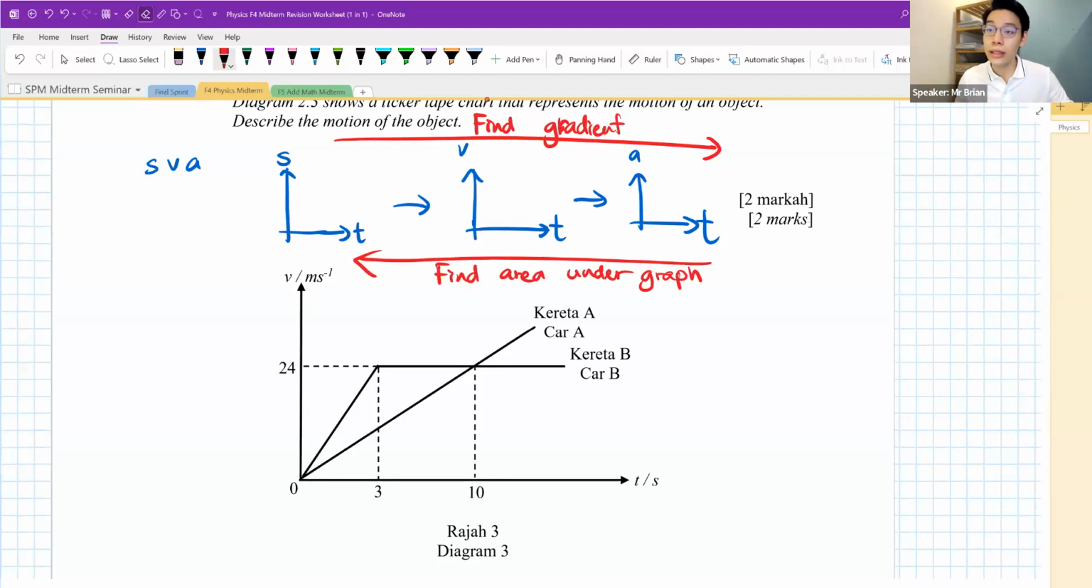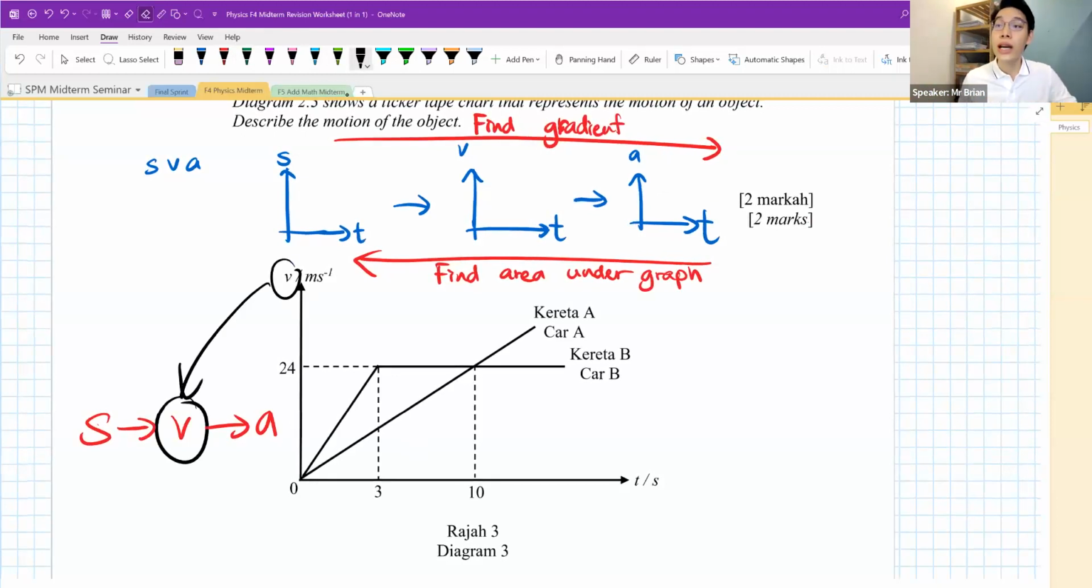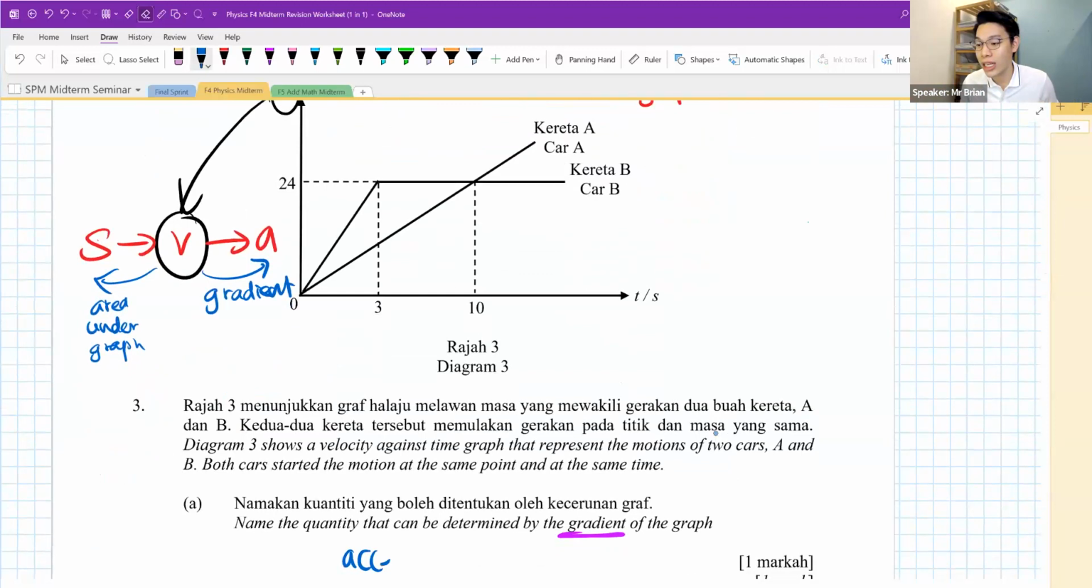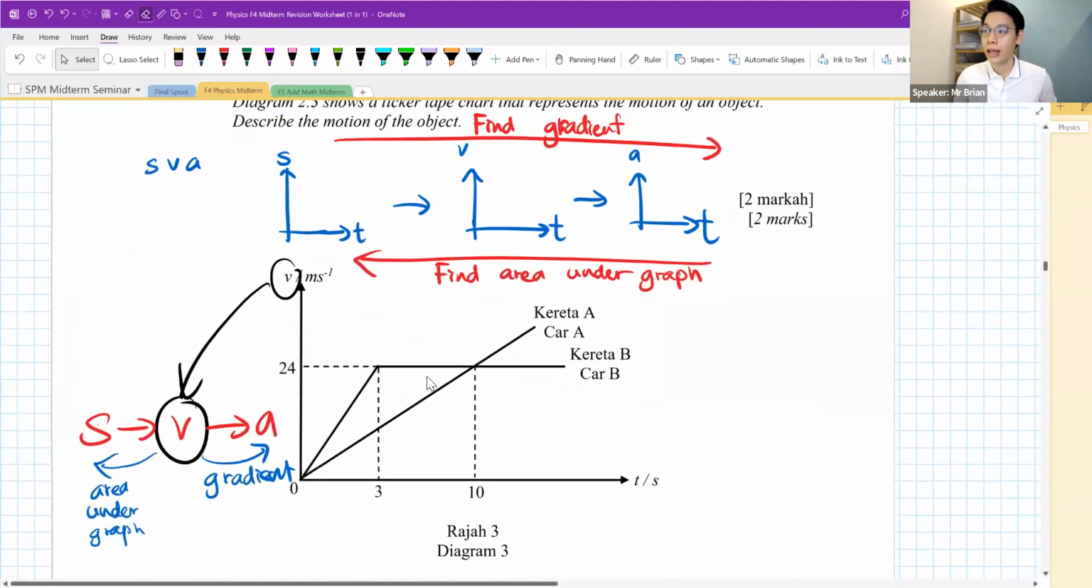If I got a V graph, I always ask my students to write out SVA and circle what graph is given to you. You circle this one. This is the graph they give you. If the question asks you to find A, find gradient, because you go forward. If you go behind, you find the area. If the question later asks you to find displacement, you can find the area underneath the graph. So the gradient is the acceleration. This SVA will tell you exactly what you need to know.